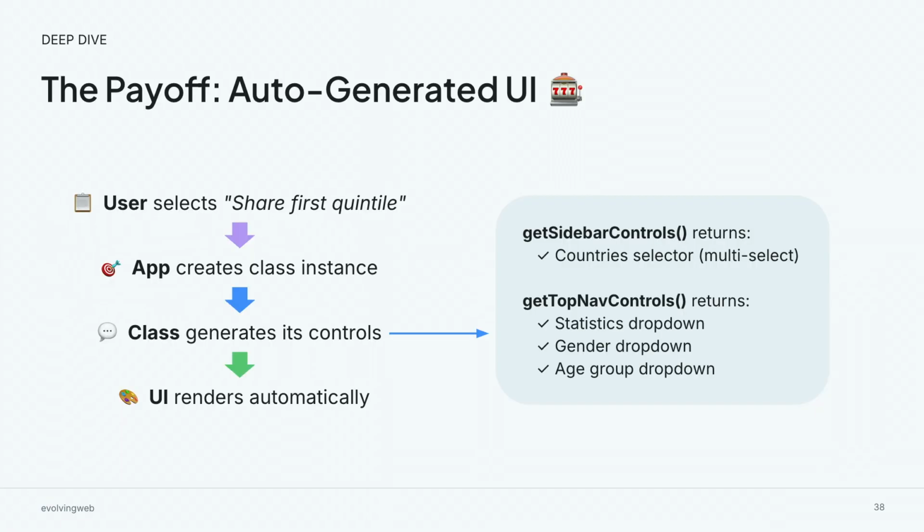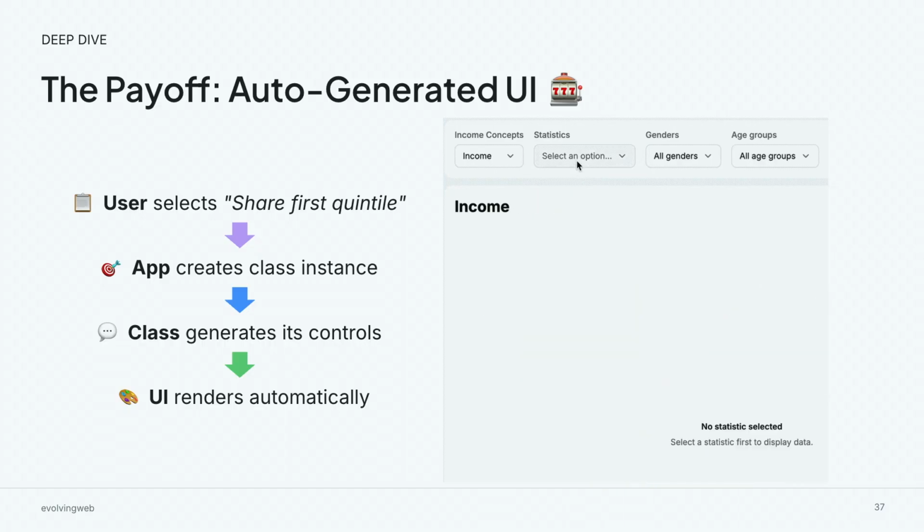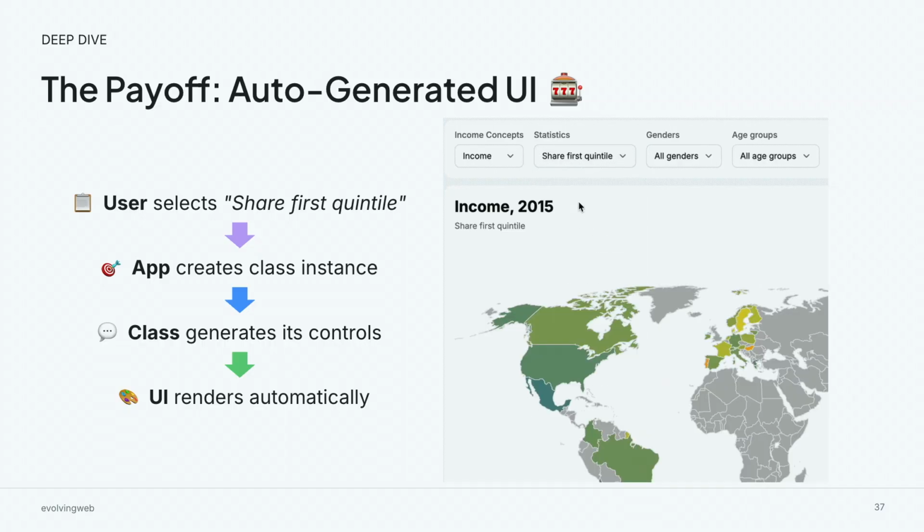Sorry. Can I see that beautiful thing? Yeah, that. So something changes in the top bar based on the selection of the statistic? Is that what you're saying?